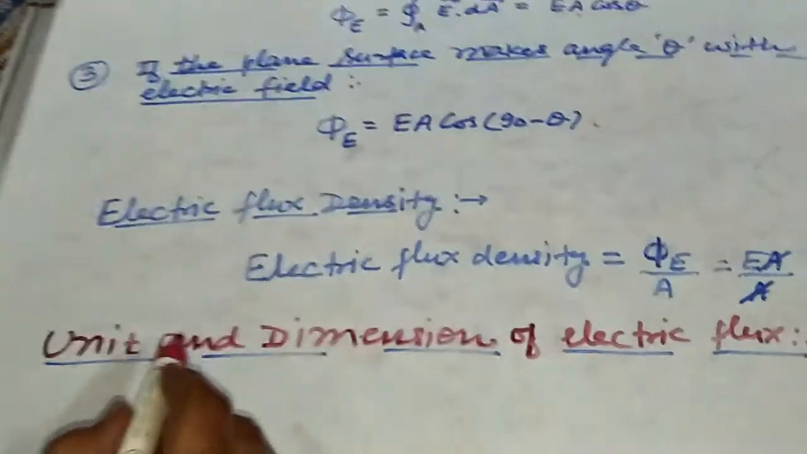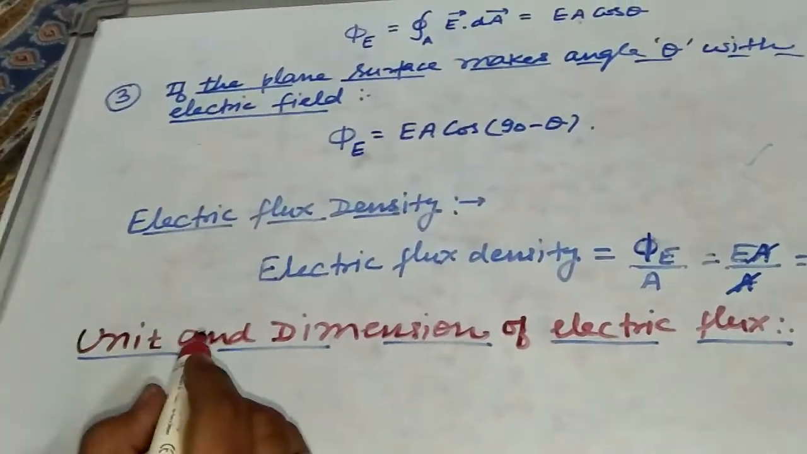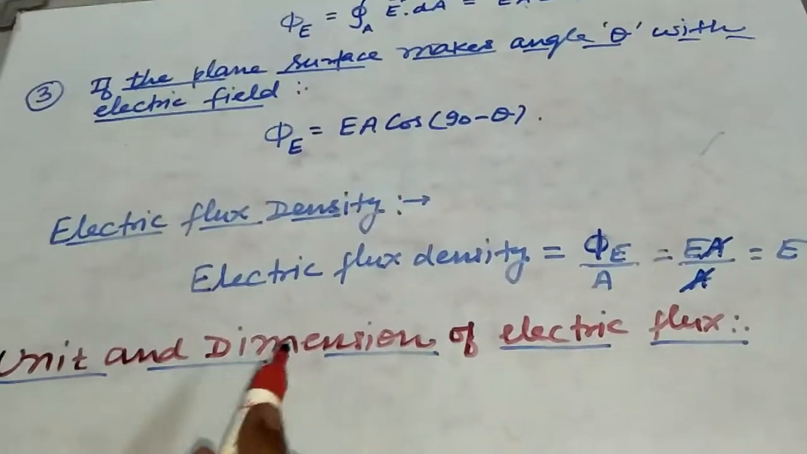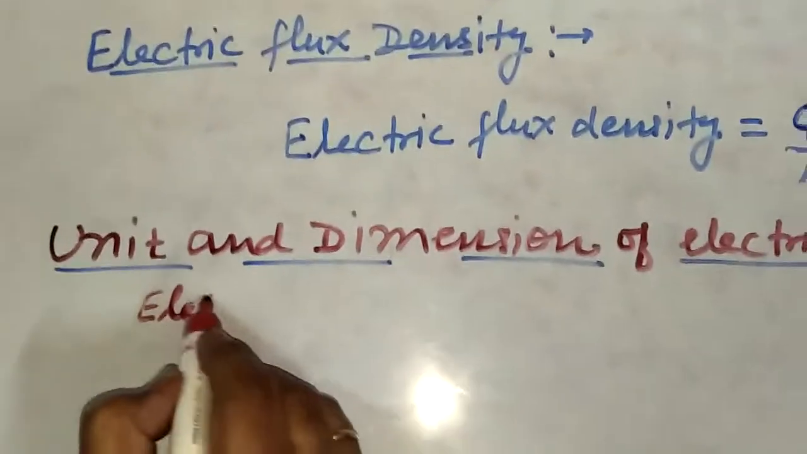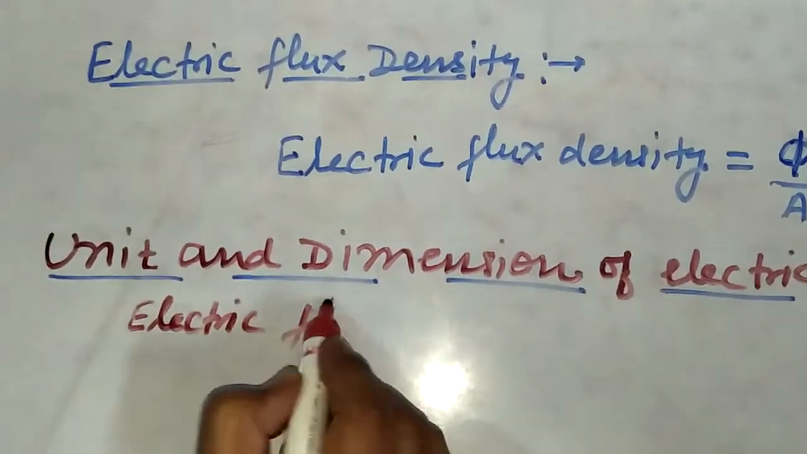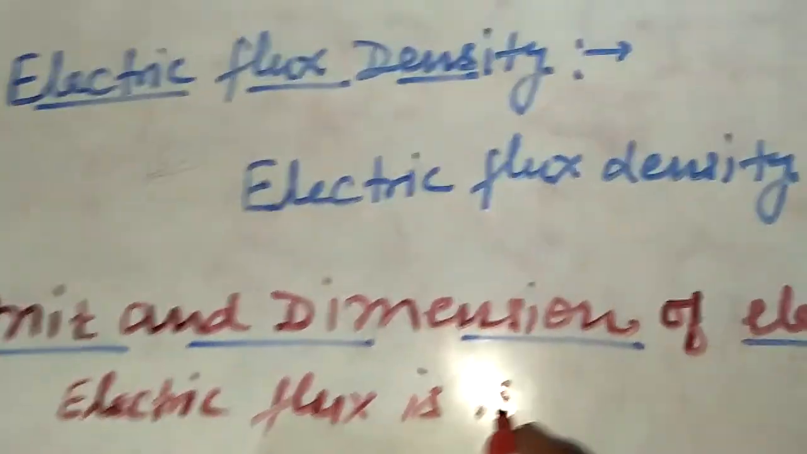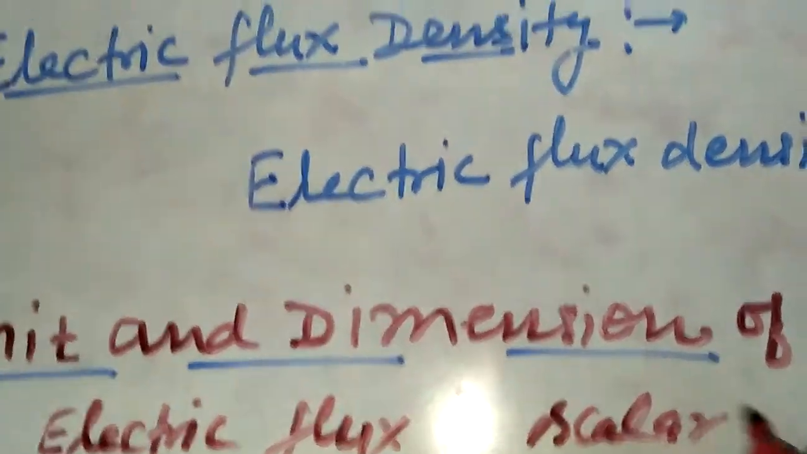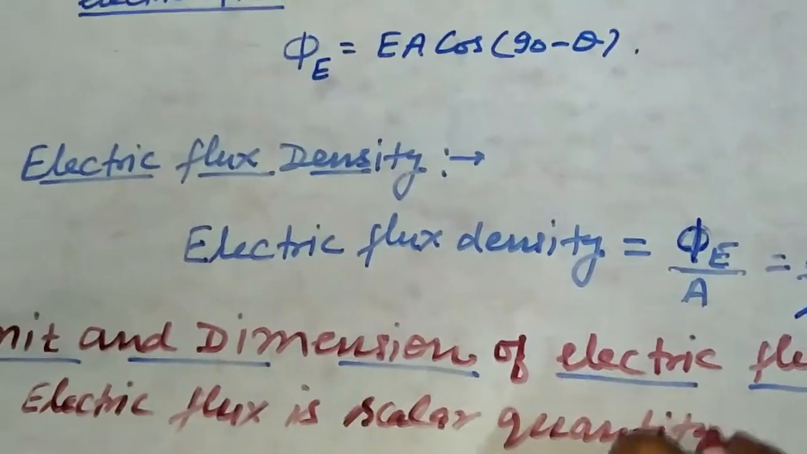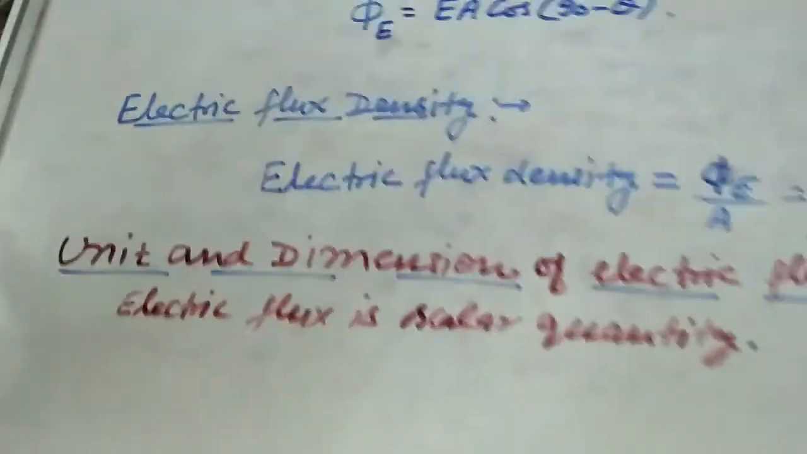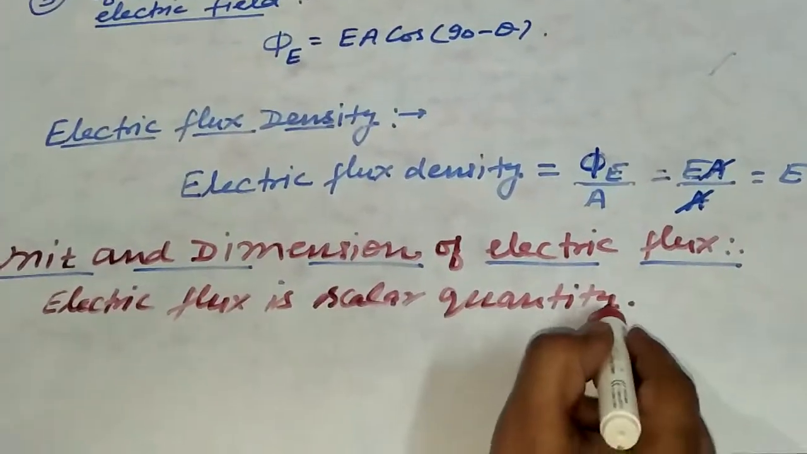Dear student, since electric flux is the dot product of vector E and vector A, and the dot product of two vectors is a scalar quantity, remember this: electric flux is a scalar quantity. And not only electric flux, any type of flux, either electric flux or magnetic flux or gravitational flux, all these are scalar quantities.